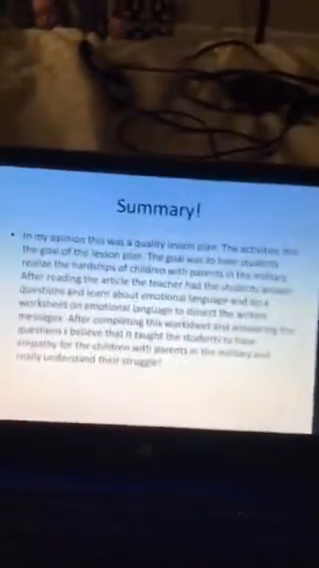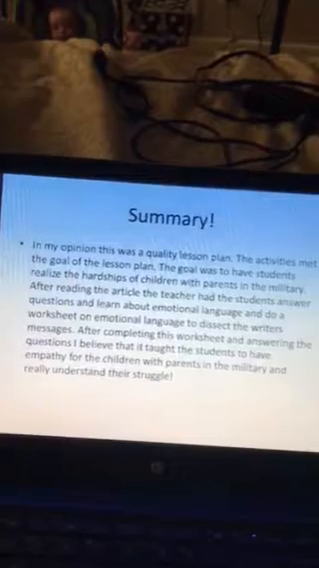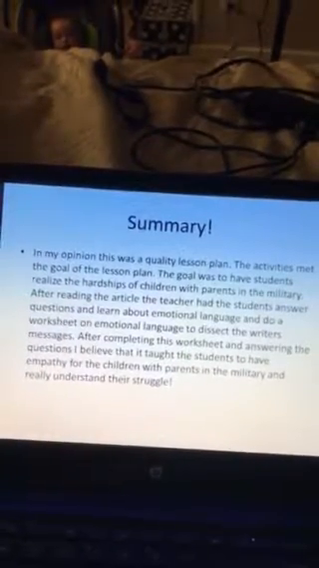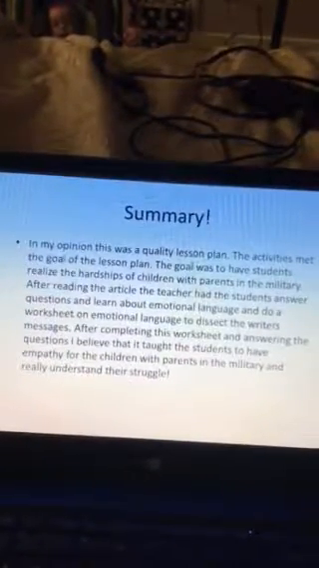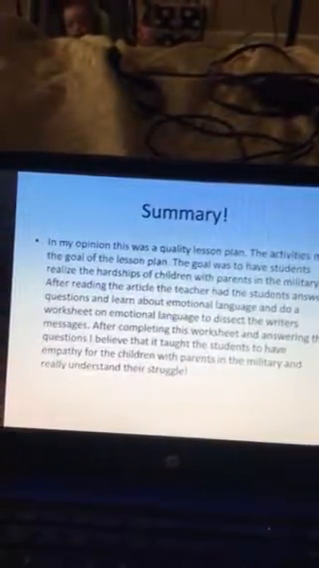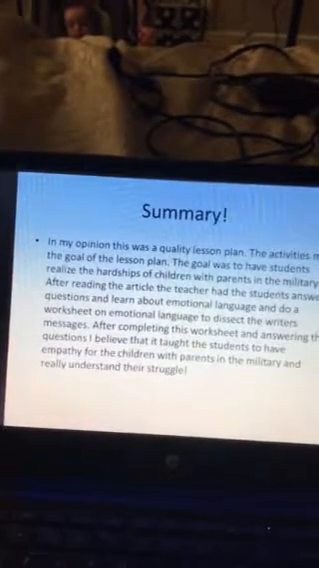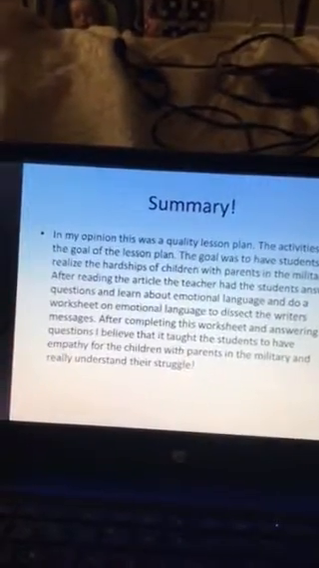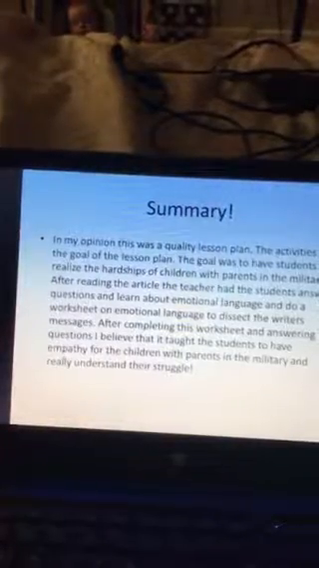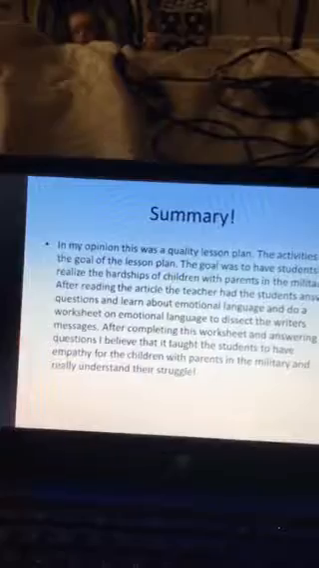The summary. In my opinion, this was a quality lesson plan. The activities met the goal of the lesson plan. The goal was to have students realize the hardships of children with parents in the military. After reading the article, the teacher had the students answer questions and learn about emotional language and do a worksheet on emotional language to dissect the writer's messages. After completing this worksheet and answering the questions, I believe that it taught the students to have empathy for the children with parents in the military and really understand their struggle.